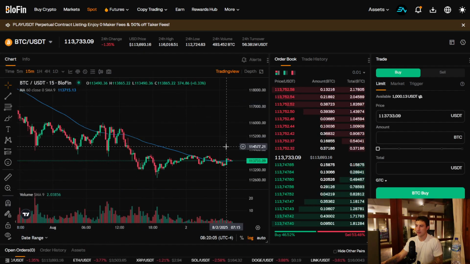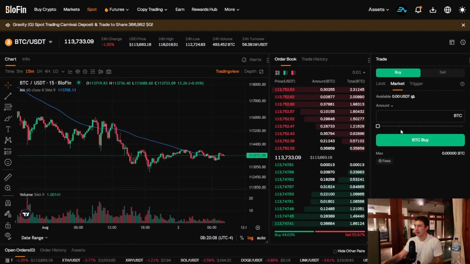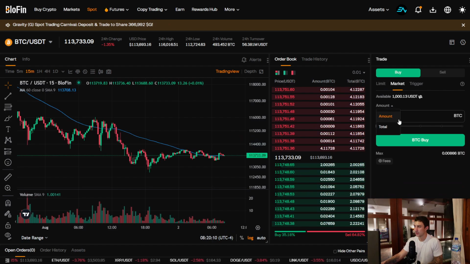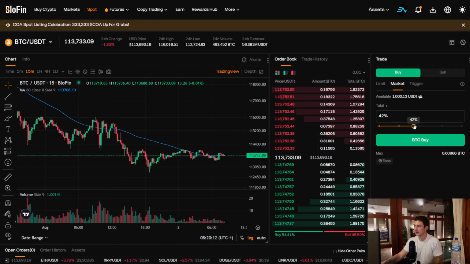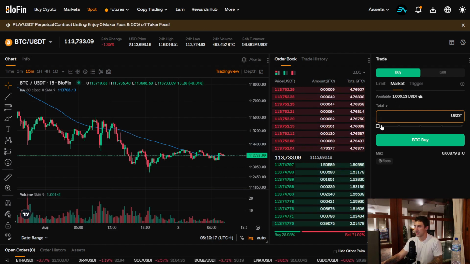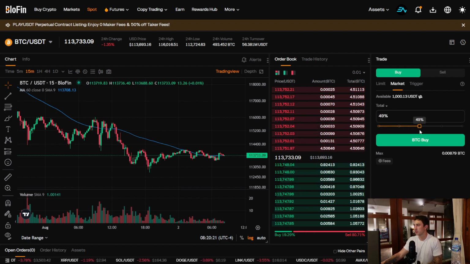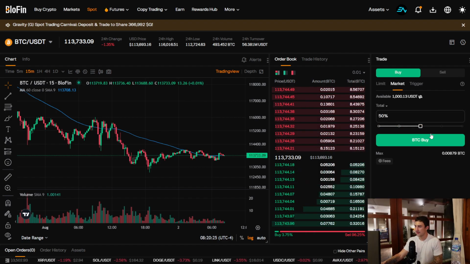Go back to spot at the top of the screen here. And now let's say we want to buy spot Bitcoin. Now we can buy spot here as well. Change the amount to total USDT. You can see this is the available balance that we have in our spot account. So let's say I want to buy $500 worth of Bitcoin. I'll slide this to 50% and then I can buy $500 worth of spot Bitcoin.